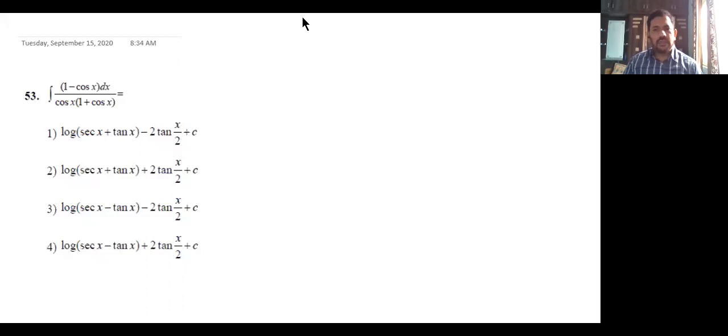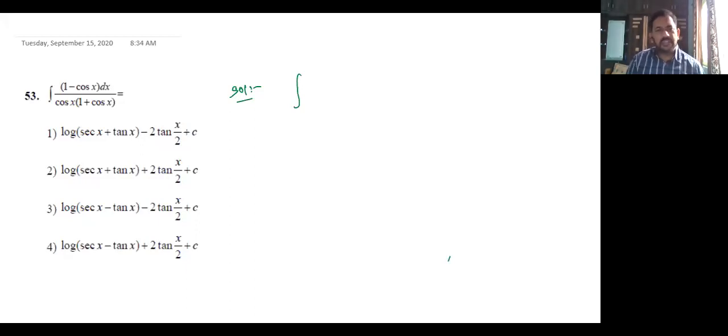Now, in the previous class, we already completed up to 52 problems. Now I am going to discuss 53 onwards in level 1. See the question, how to do that? How to do that problem? Integration.